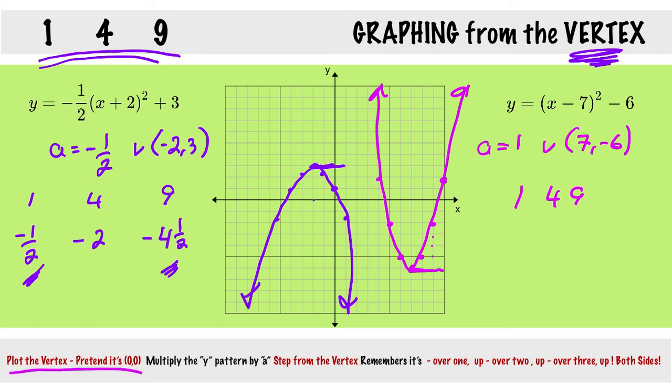Plot the vertex, pretend it's 0, 0. Multiply the y pattern by a. Step from the vertex each time, over 1 up, over 2 up, over 3 up, both sides.